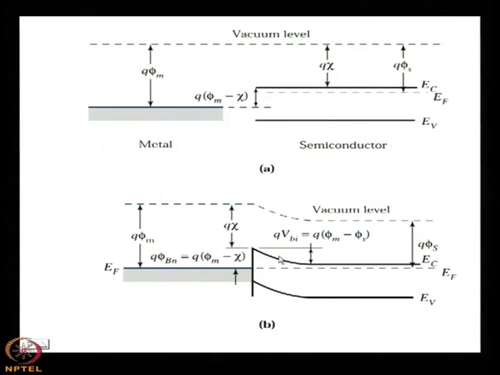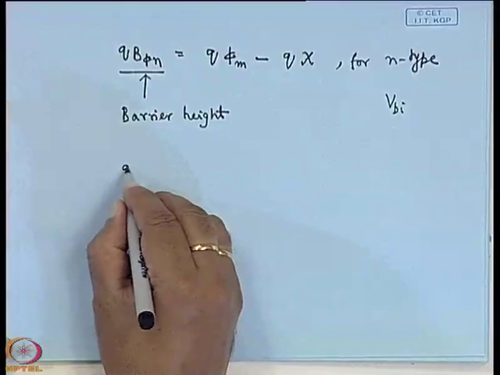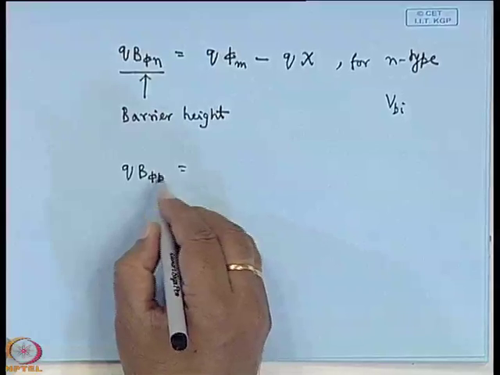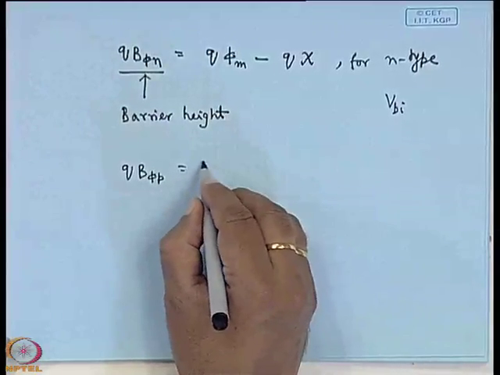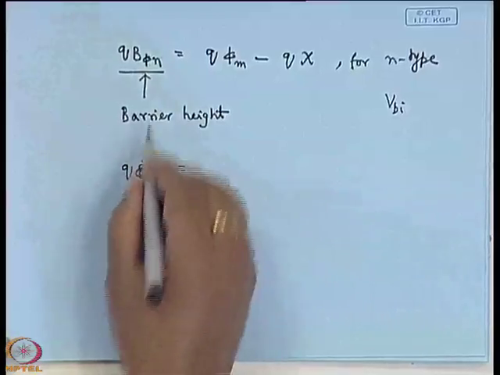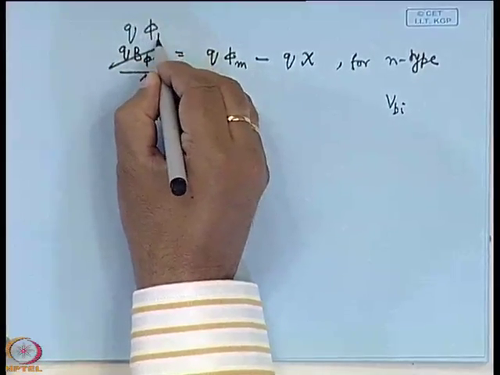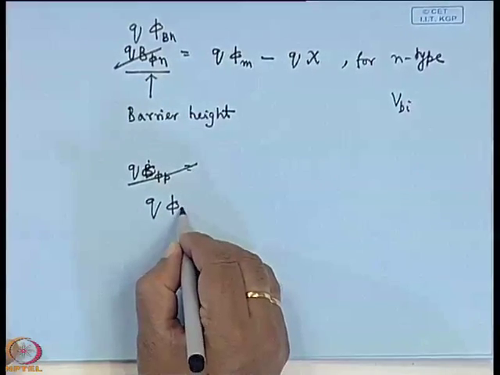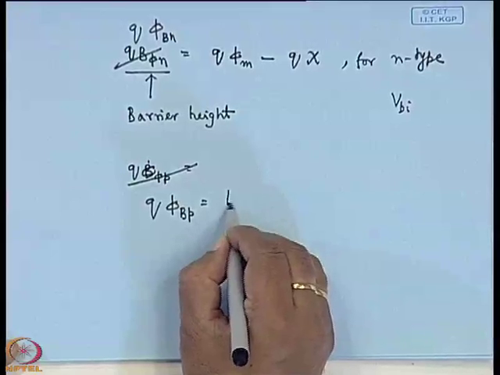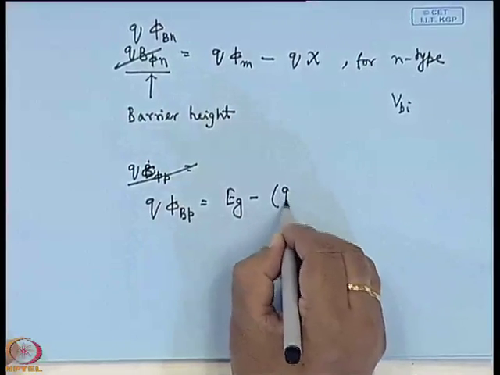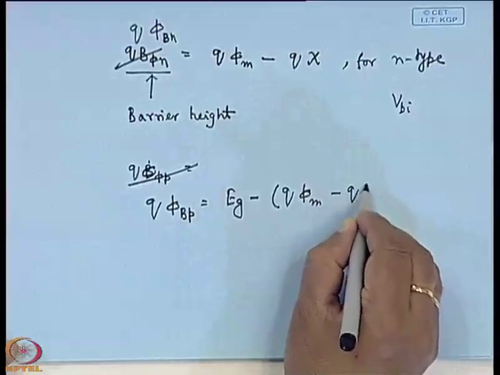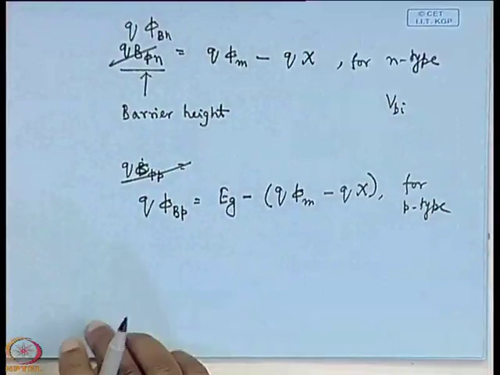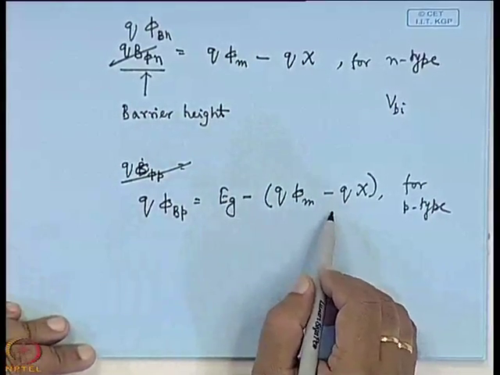So, this is for n type. Now, for p type, this q phi b p, that means p means p type and b phi means barrier height, sorry here it will be q phi b p, that is equals to E g minus q phi m minus q chi, it is for p type. For p type it will be this value.